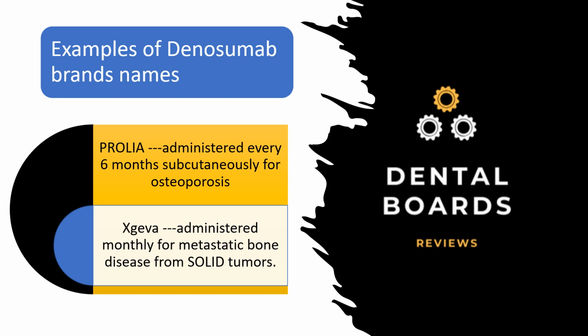Examples of denosumab brand names are Prolia and Xgeva. Prolia is administered every 6 months subcutaneously for osteoporosis. Xgeva is administered monthly for metastatic bone disease from solid tumors. You have to know how these medications are given, so you can have an appropriate window for treatment when the patient is taking these medications.